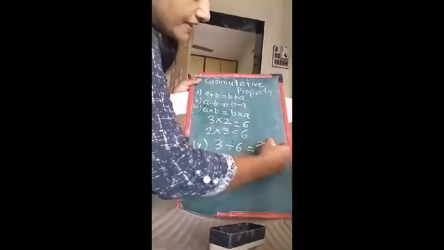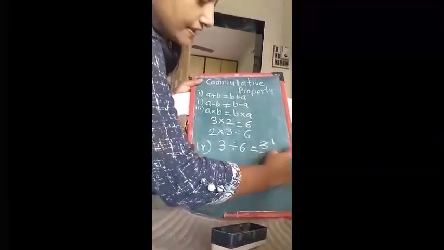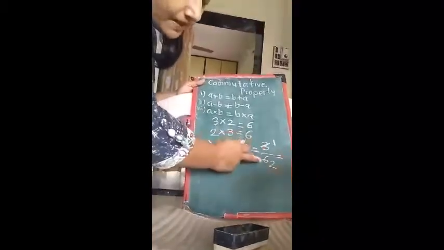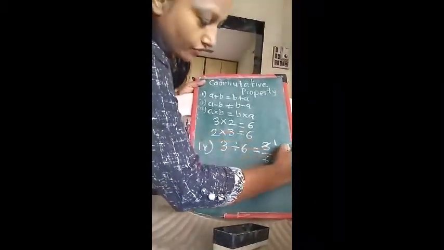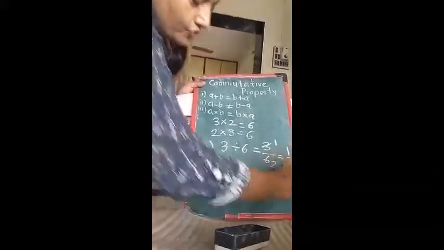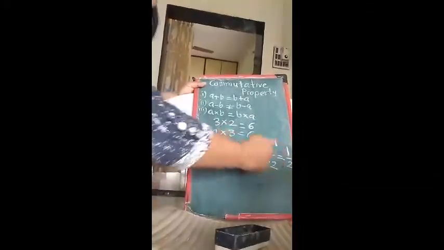Here 3 ones are 3, 3 twos are 6. That is, we are going to minimize this answer. So we are going to write this 1 upon 2. Okay, our answer is 1 upon 2.